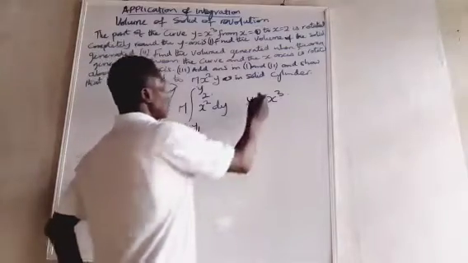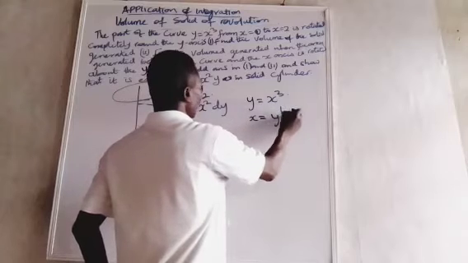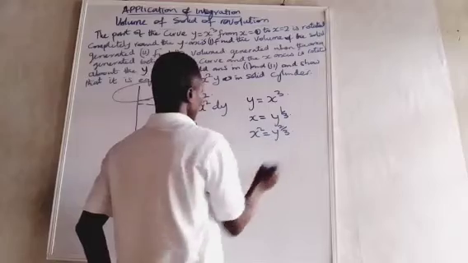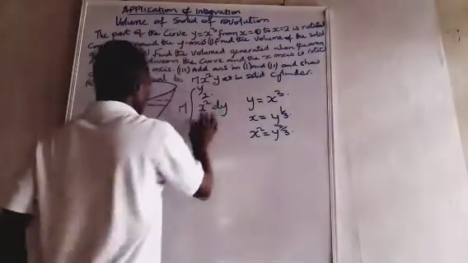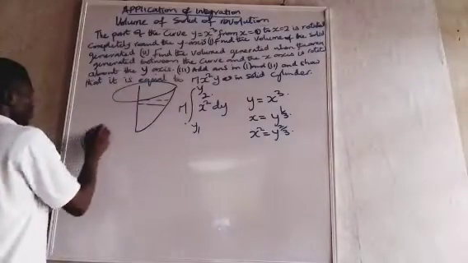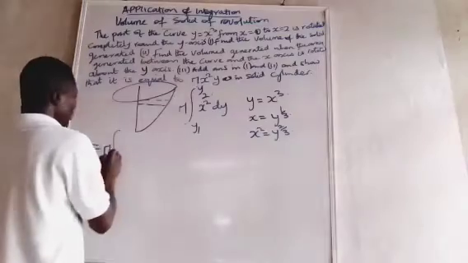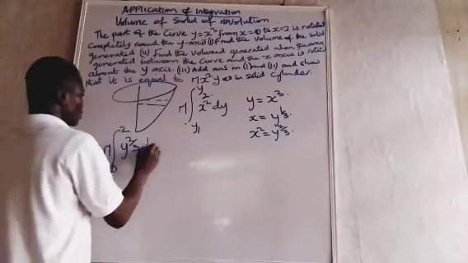So we are going to have x equals y raised to power 1 over 3. So x squared is equal to y raised to power 2 over 3. So we now do the integration within the two limits. So V1 is equal to pi, integral of y raised to power 2 over 3 dy.